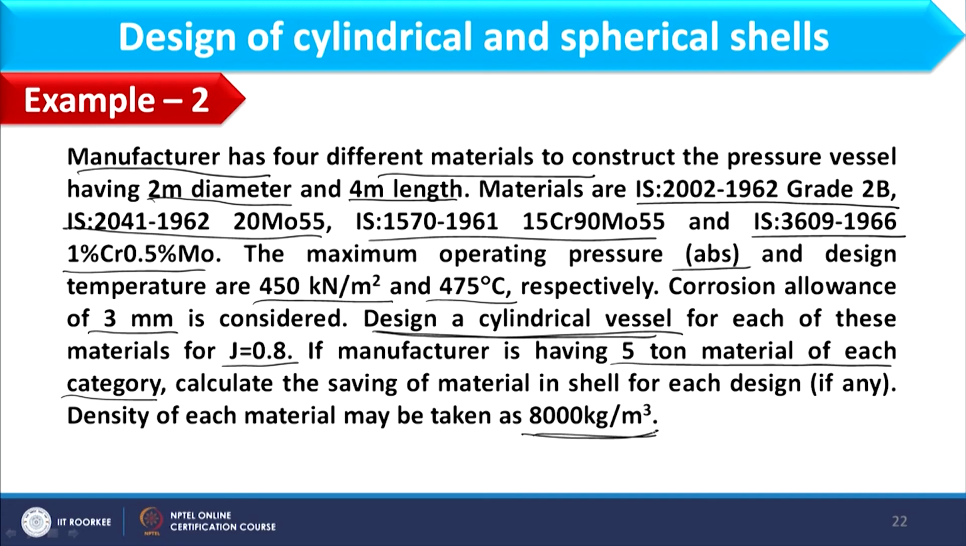So, in that case what we need to find is the saving in each material, and how can I find that saving? Once I calculate the minimum thickness with corrosion allowance and standard thickness, considering that standard thickness, we will calculate how much material is used to prepare the shell, and then that material will be compared with 5 ton, which is given in the problem for each category of the material. So, let us start the solution of this problem.